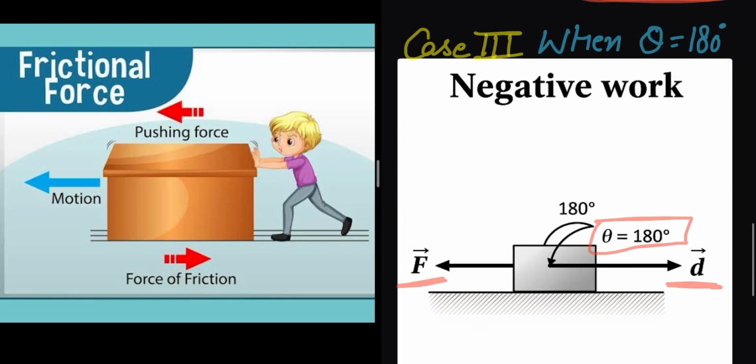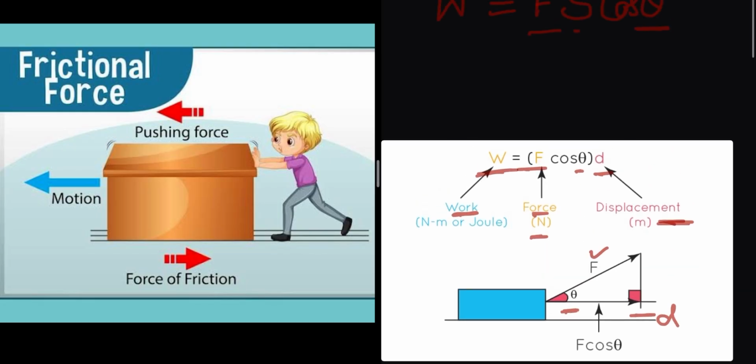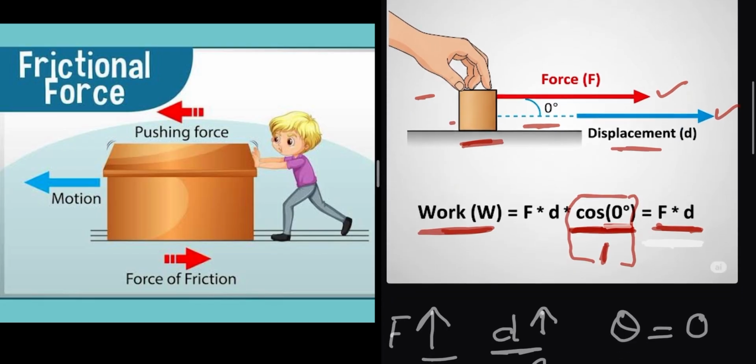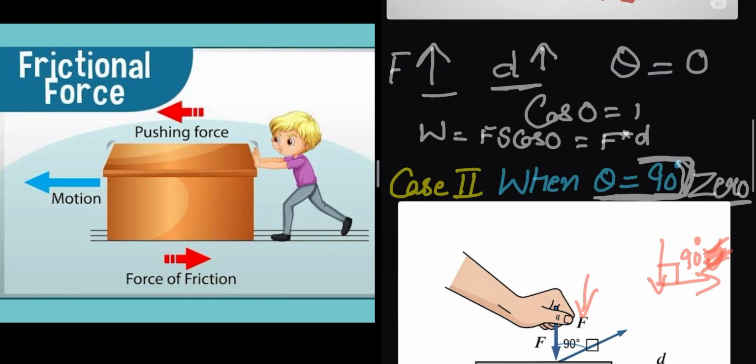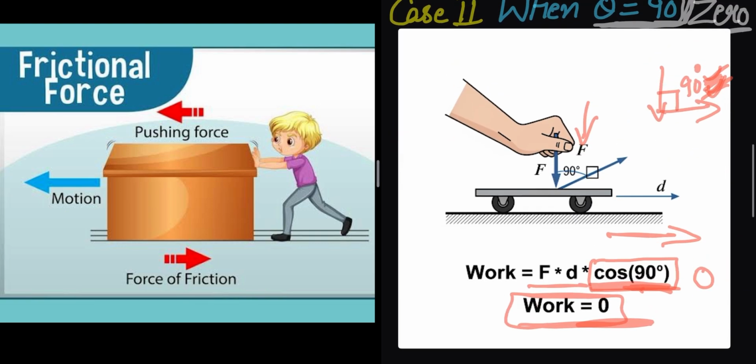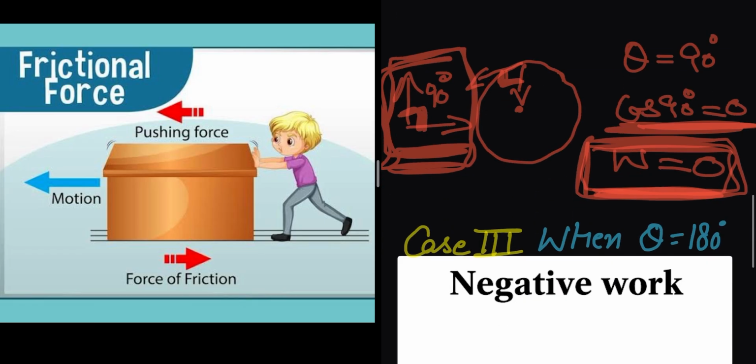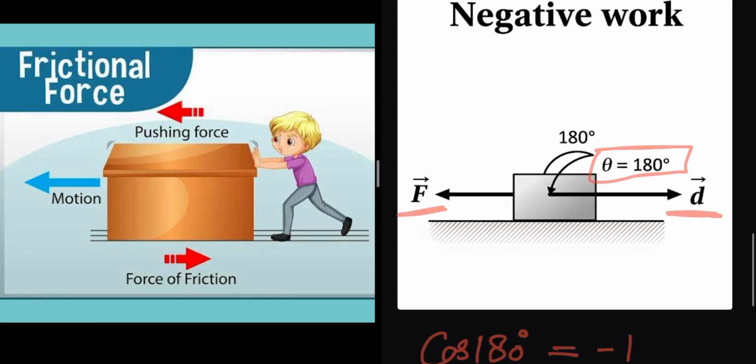Positive work done. What is positive work done, students? Positive work done is when the angle between the force and displacement is what, students? 0 degrees. Then it is F d. And then we discussed zero work done, when the angle between force and displacement is 90 degrees. Next is negative work done, when the angle between force and displacement is 180 degrees. I hope this is clear to you.